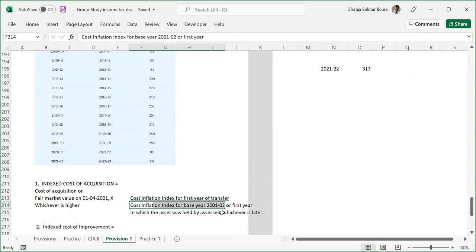Base year is for what? When the purchase is before 1/4/2001, or first year, is for the normal case, in which the asset was held by the assessee, whichever is later. So if you go by this logic, that also applies to what we just discussed. If you go by our analysis, that is also fine. What they're saying is the base year or the first year in which you had purchased, whichever is later. Obviously, that will be solving all our issues, isn't it? If it is before, it will be the base year. If it is after, it will be the actual year, whichever is later. So that was the formula for us.